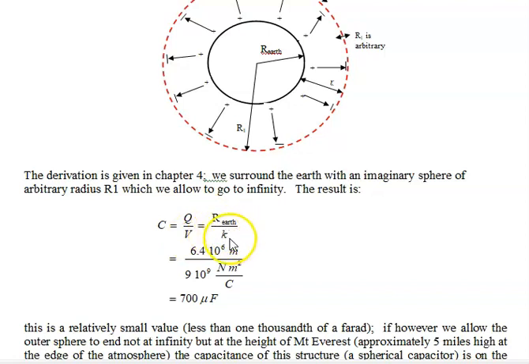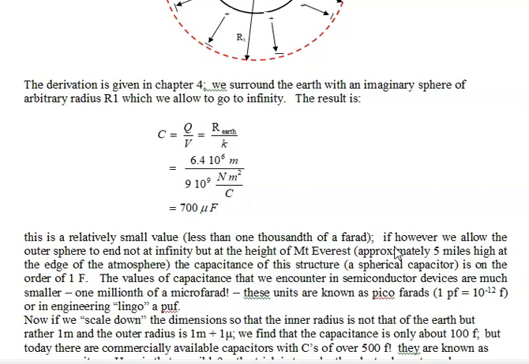It's the radius of the Earth divided by K, where K is this constant in Coulomb's equation, 9 times 10 to the 9th Newton meters squared per C, and we find that the capacitance of the Earth is approximately 700 microfarads. Okay, it's a number. If it was 1,000 microfarads, it would be 1,000th of a farad. This is less than 1,000th of a farad. Okay, all right, well, let's see what that means.